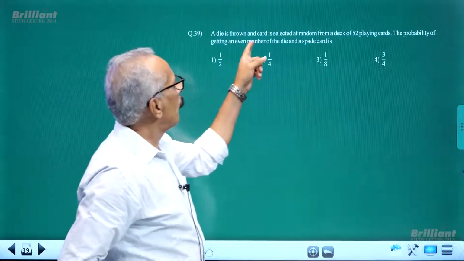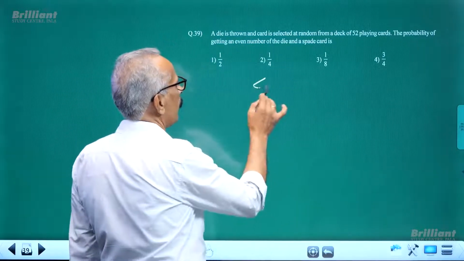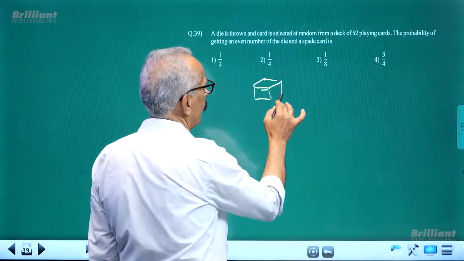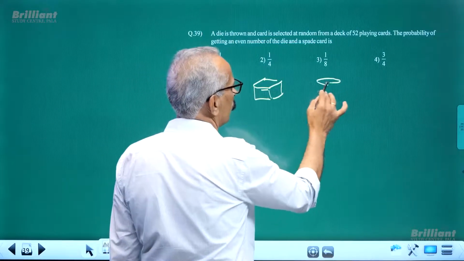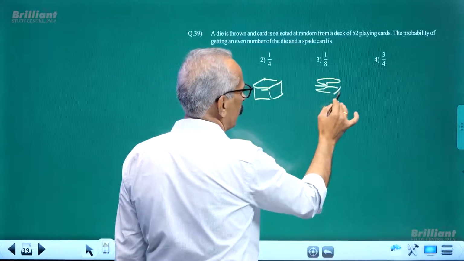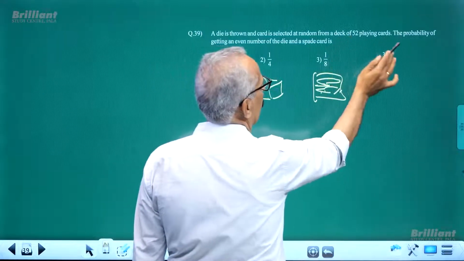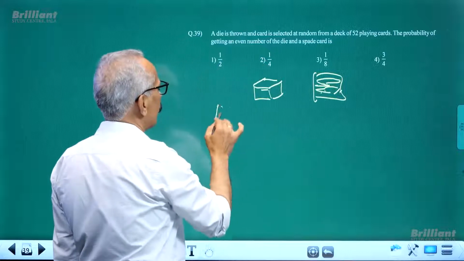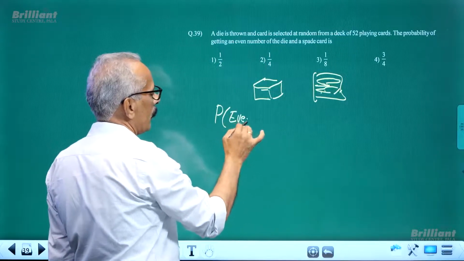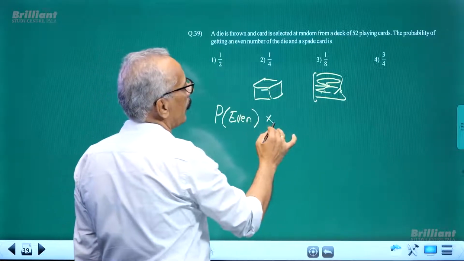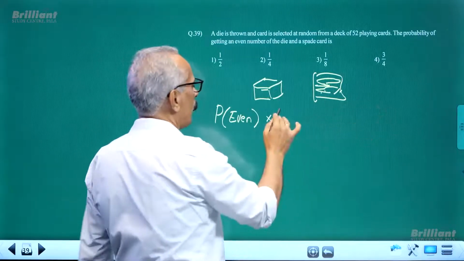A die is thrown and a card. Die independent. Card means, you know, there are so many cards like this. So 52 cards there. Random, from a deck. Probability of getting even number. Probability of even number in the die. And means independent and probability of a spade.